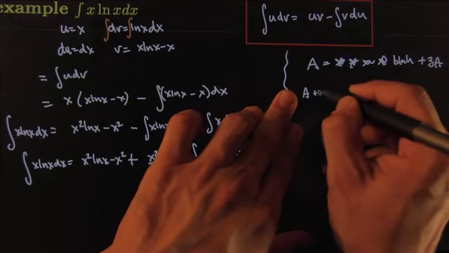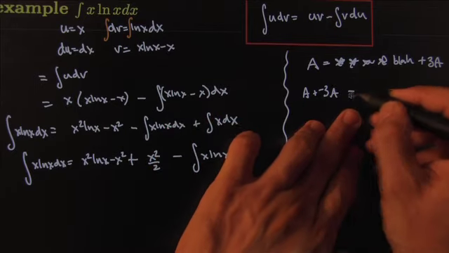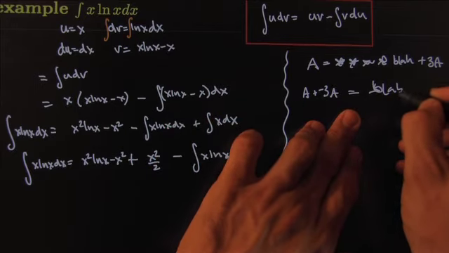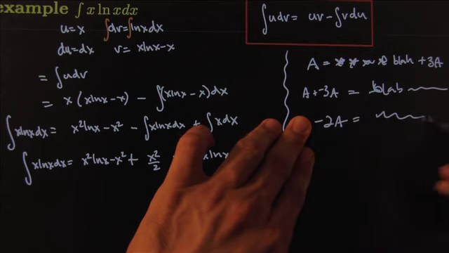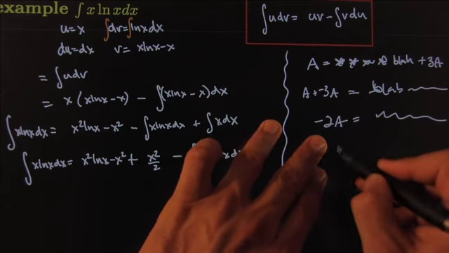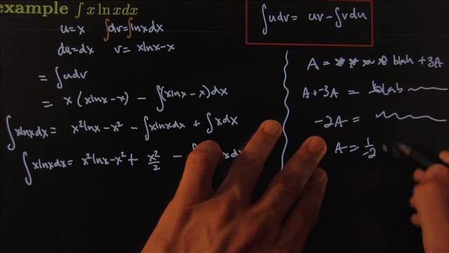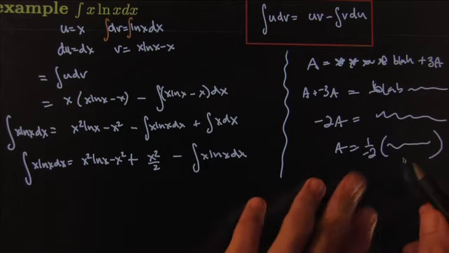So you have A plus negative 3A. You see, you put all the A's over here. Then you have your other stuff here. And then you collect this negative 2A is equal to all this stuff. And then you just divide by the coefficient, and you say A is equal to 1 over negative 2 times all this stuff.